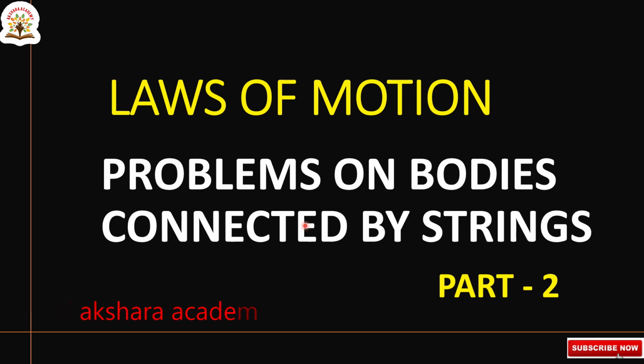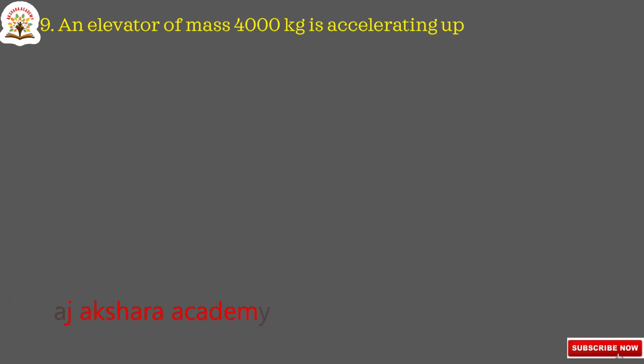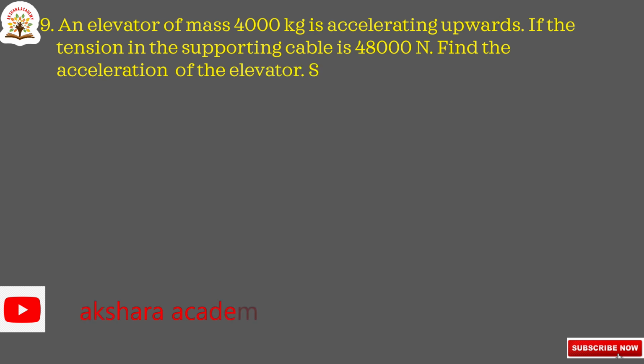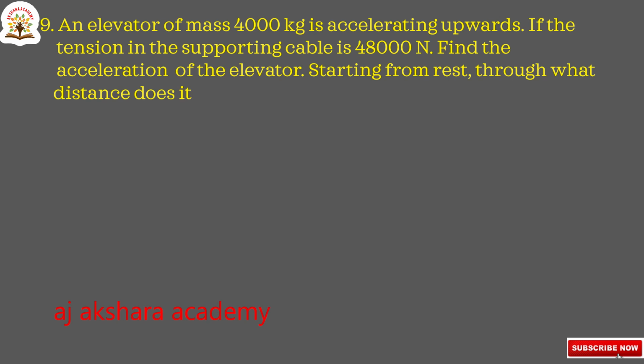Okay, let us go to today's session, problems on bodies connected by strings, part 2. Go to the first question. An elevator of mass 4000 kg is accelerating upwards. If the tension in the supporting cable is 48,000 newtons, find the acceleration of the elevator starting from the rest. Through what distance does it rise in 3 seconds?